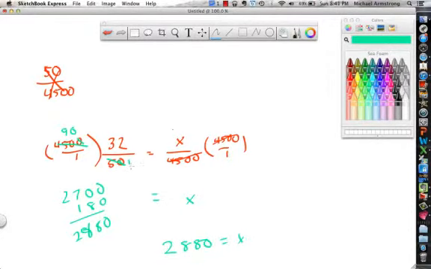So out of the whole batch of 4,500, there's going to be almost 3,000 that are resistant. That's more than half. I think that number makes sense. I think I did that right. 2,880 tulip bulbs that are resistant.